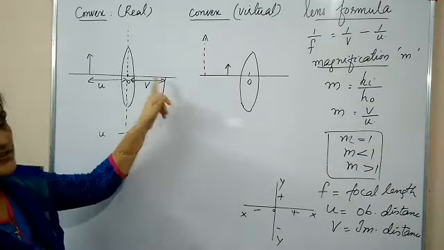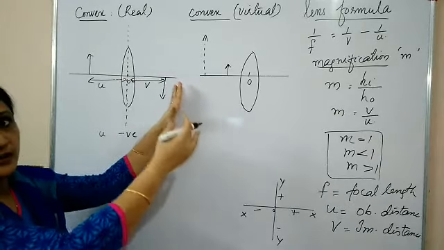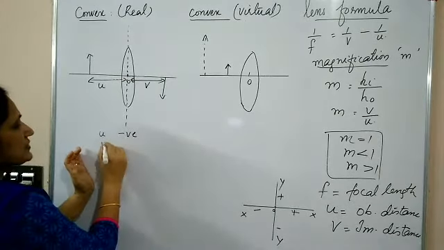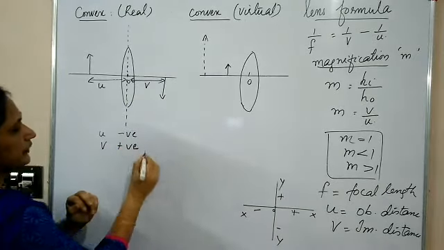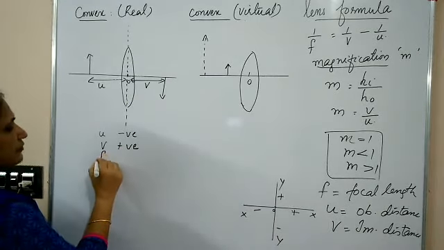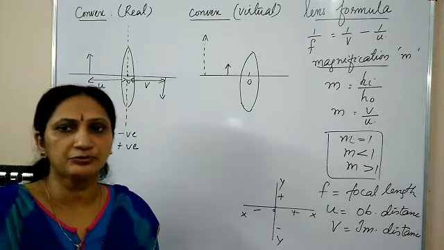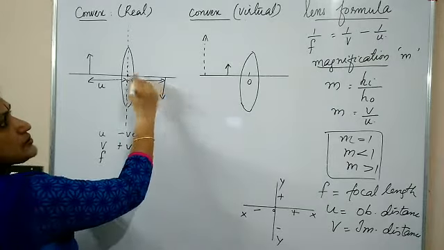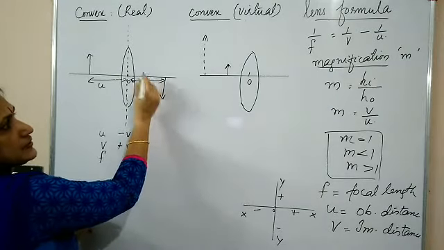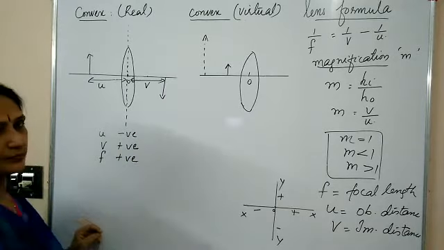Then v: a real image is always formed on the other side of the object. So v has which sign? V has a positive sign. Then what is the sign of f? You know, the main focus is f2. For a convex lens, f2 comes on the right side. Here f2 comes this side. That means the focal length is positive.